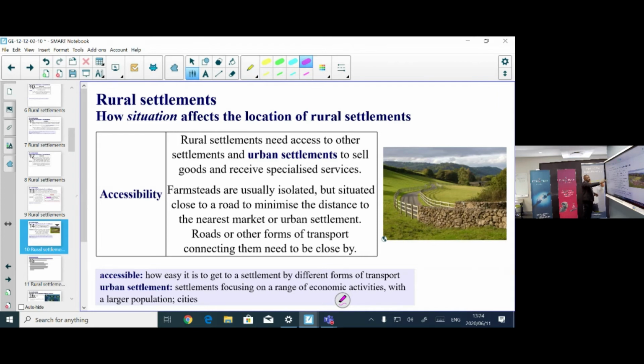So this is also very important because some of the produce that is produced in these rural areas is perishable, and it needs to be taken as quickly as possible after harvesting to the market. Otherwise, it will deteriorate and get rotten and go bad.